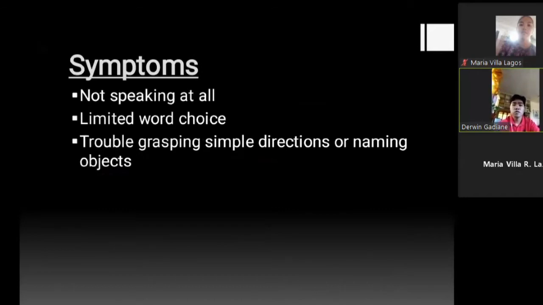So now let's go to the symptoms. The first symptom is not speaking at all. This is a symptom of a communication difficulty. The brain stops functioning or processing the ability of building words, sentences, and grammar in speaking to everyone. It is sometimes called mental block.